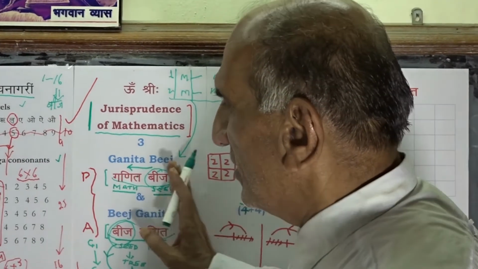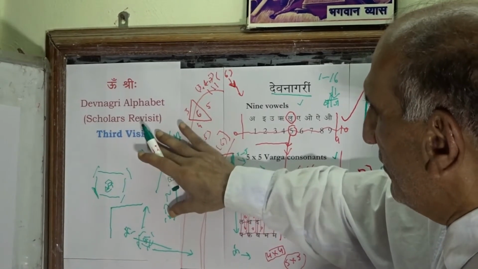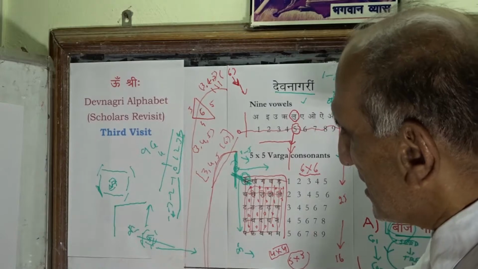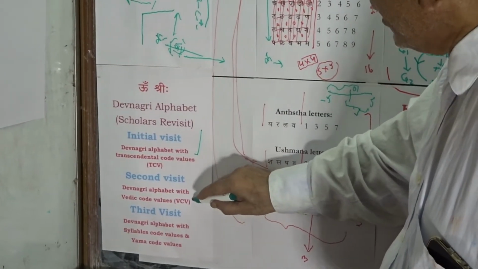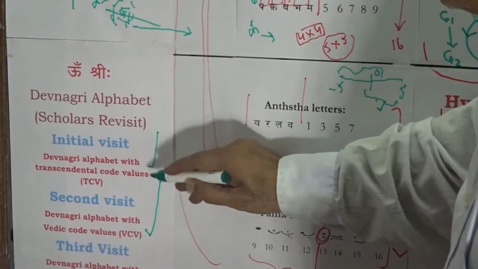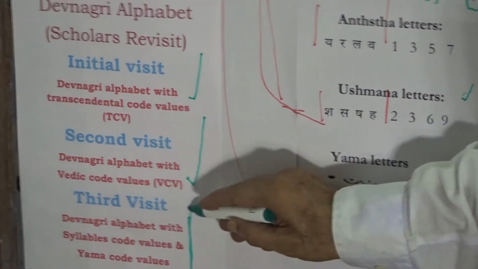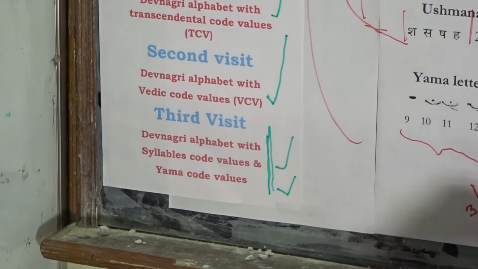And with it, the scholars will then have a third visit to the Devanagari alphabet. The first visit was only in terms of the TCV values. The second visit was in terms of the Vedic code values. Now this visit is to be simultaneously with the syllable code values as well as with the Yama code values.